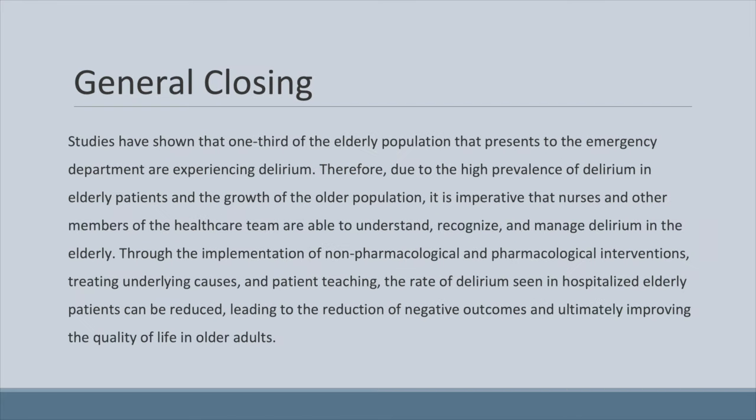Studies have shown that 1/3 of the elderly population that presents to the emergency department are experiencing delirium. Also, the risk of developing delirium increases with age. Due to the high prevalence of delirium in elderly patients and the growth of the older population, it is imperative that nurses and other members of the healthcare team are able to understand, recognize, and manage delirium in the elderly. Through the implementation of non-pharmacological and pharmacological interventions, treating underlying causes, and patient teaching, the rate of delirium seen in hospitalized elderly patients can be reduced, leading to the reduction in negative outcomes and ultimately improving the quality of life in older adults.